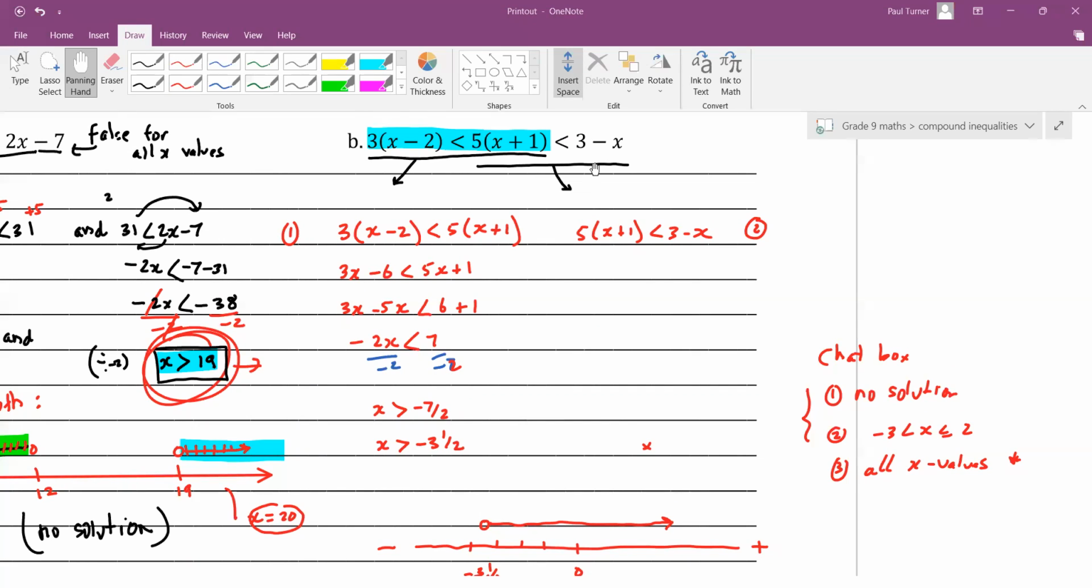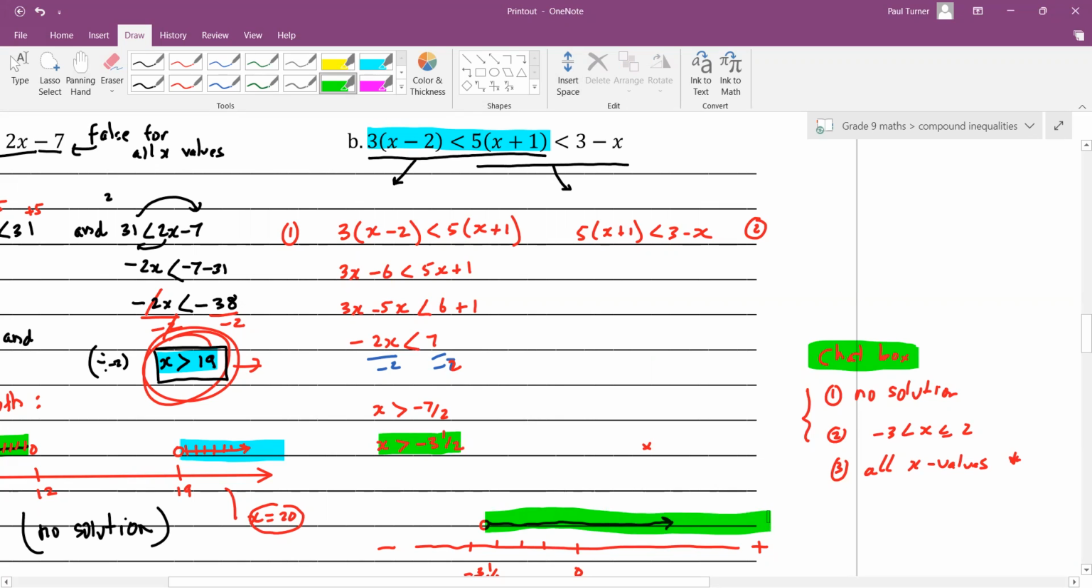Right, so I got one answer. If you get an answer, you put it in the chat box, and I'll wait for your answer. And then do the same for this one, and look for where these 2 lines overlap. All right, so this is this one here, going to infinity.